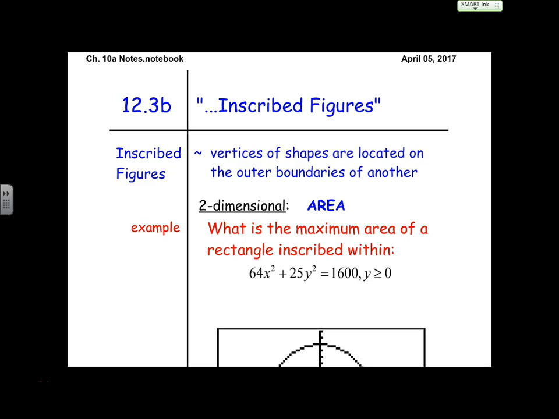And the long story short of inscribed figures is maybe not all of their vertices, but at least some of their vertices are going to be located on the outer boundaries of another shape. Usually all, but every now and then, depending on the boundaries. They have different boundaries, their vertices might be in different places, but they have to have at least some vertices on the outer boundary of another.